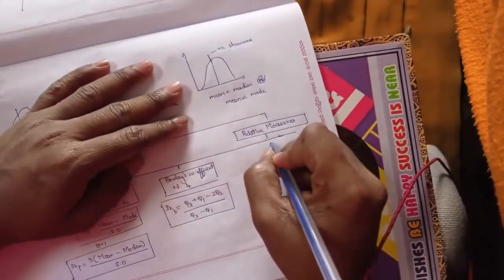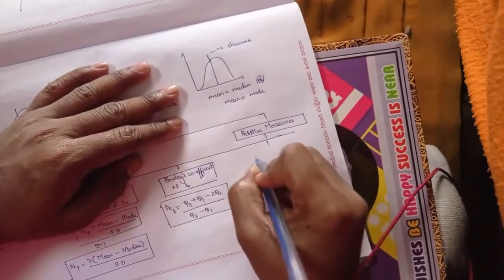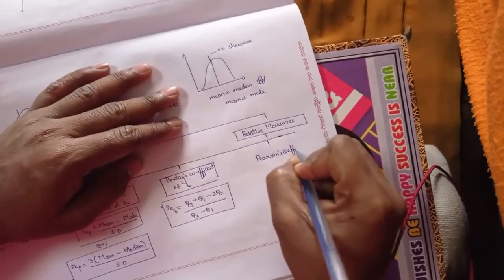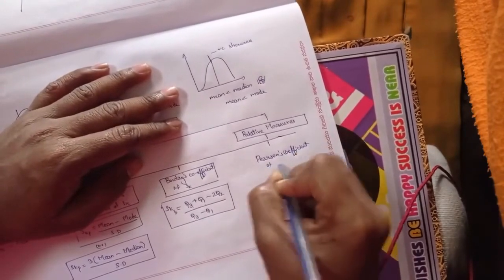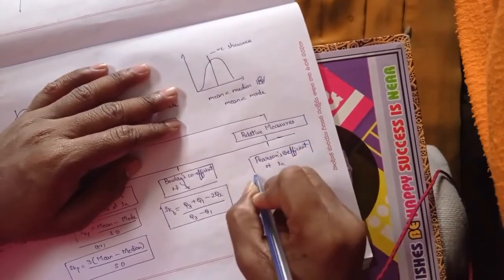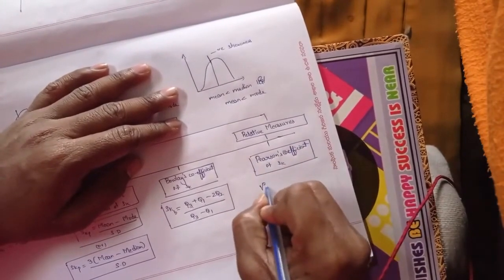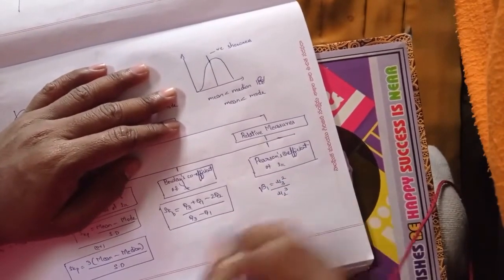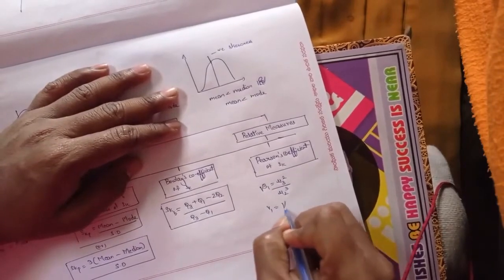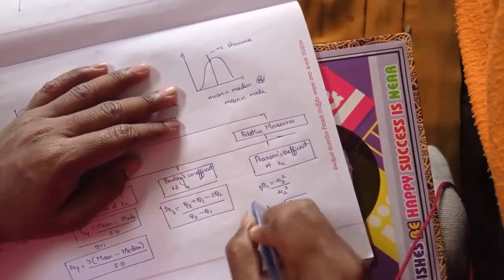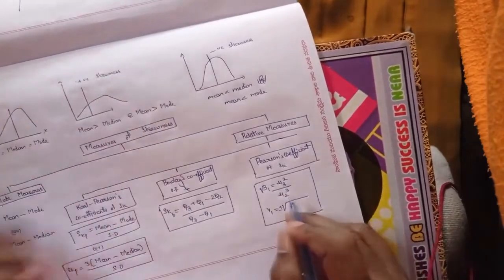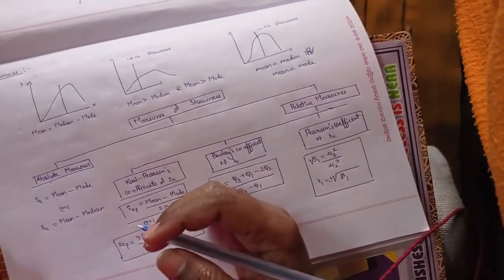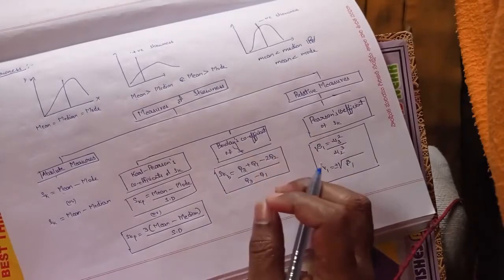Coming to the Pearson method, do you already know what Pearson's coefficients of skewness are? Pearson coefficients of skewness are nothing but beta 1. Beta 1 is equal to mu3 square by mu2 cube, and gamma 1 is equal to plus or minus root of beta 1. These are the formulas to find the Pearson coefficients.